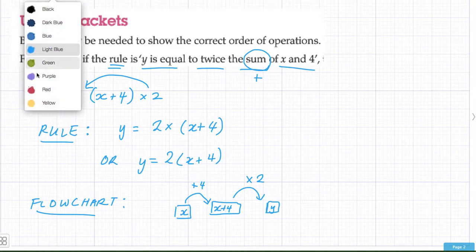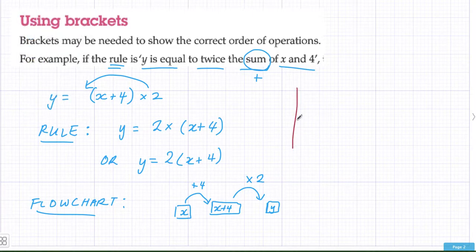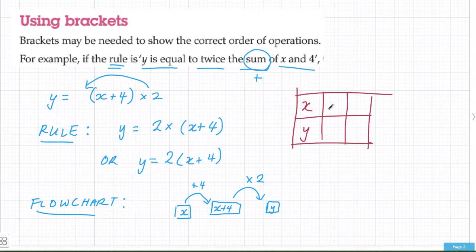And if we had an example, let's say that we had a table, just as you've had before, with x and y. We'll do a couple of examples. We'll do 0 and 2. So the first one, if you have 0, we're going to add 4. So 0 plus 4 is 4. And we're going to go across again, times 2. 4 times 2, well that is 8. So I would pop an 8 in there.